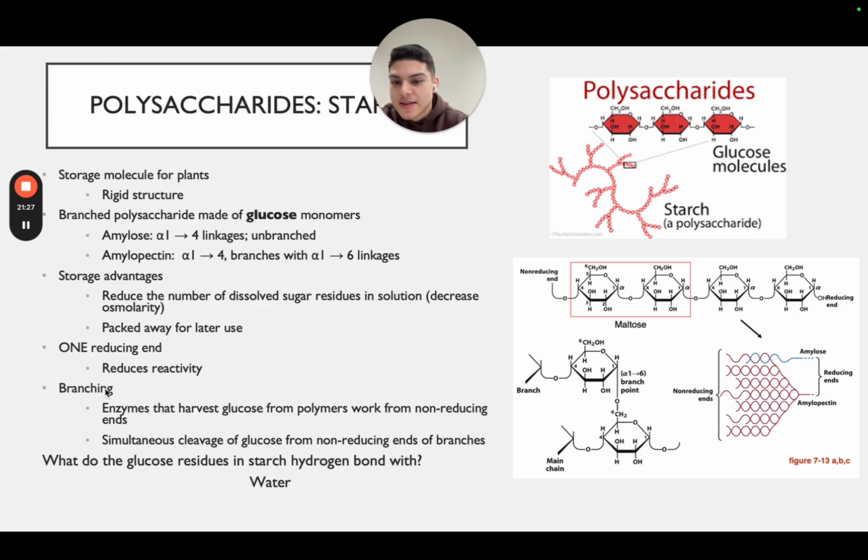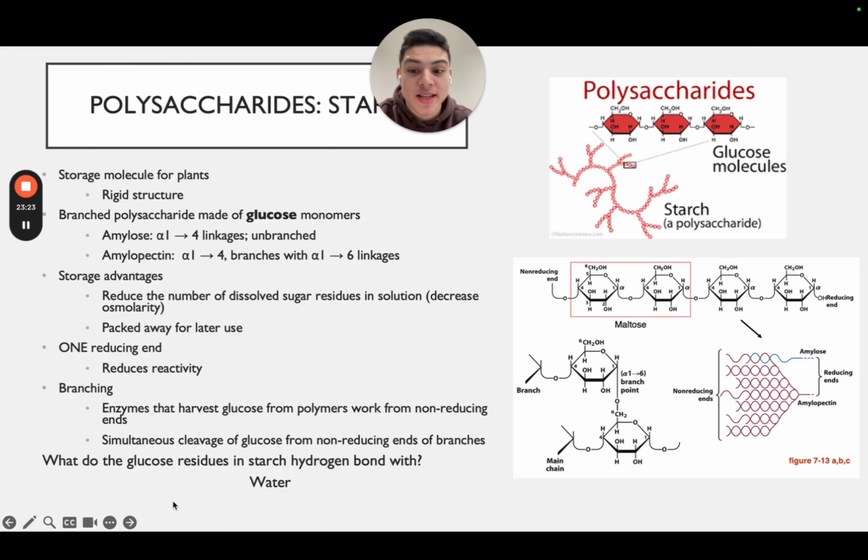And then branching enzymes that harvest glucose from polymers work from non-reducing ends, with simultaneous cleavage of glucose from non-reducing ends of branches. I'm talking specifically about when we're trying to get rid of these glucose units: we go from the opposite side, getting rid of them from the non-reducing ends right here. And then what do glucose residues in starch hydrogen bond with to stabilize it? Water. That's the case, and so it allows for better retention of water. That could explain why humans or plants retain a lot.